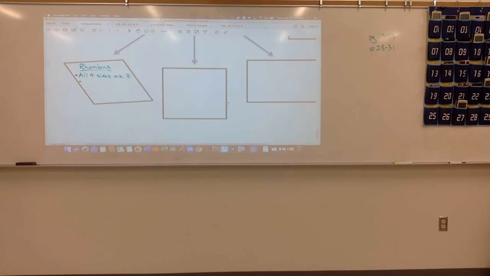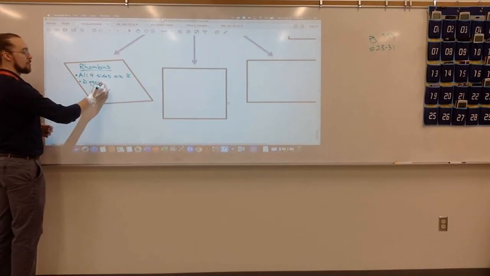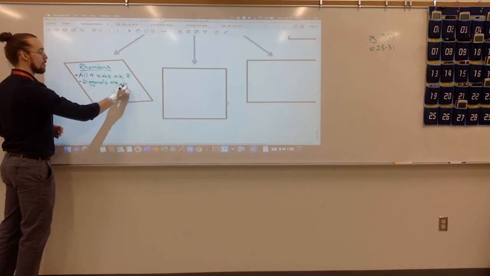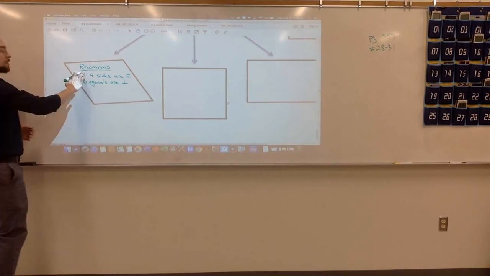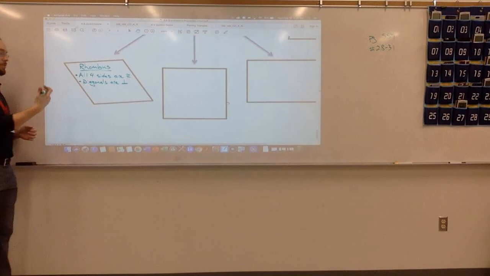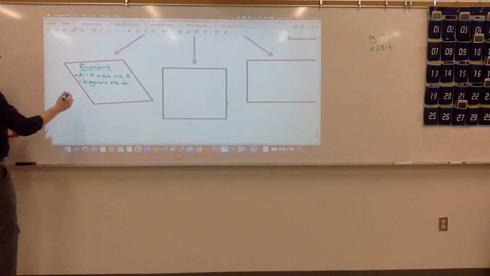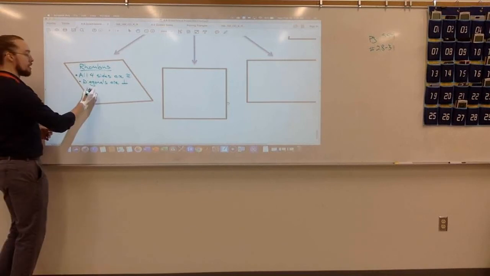Then we just mentioned 2 properties about the diagonals. Okay, first, the diagonals are perpendicular, and I'm going to use our symbol for perpendicular. And it looks like an upside down capital T for 2 lines that are actually perpendicular. So we've got all 4 sides congruent, the diagonals are perpendicular, and then the last one we said was the diagonals bisect opposite angles.